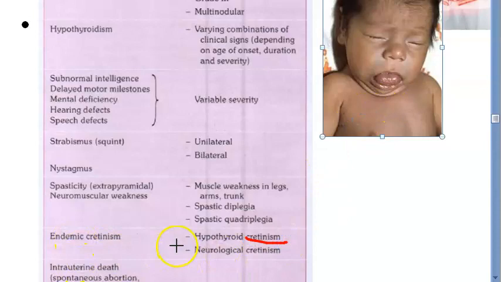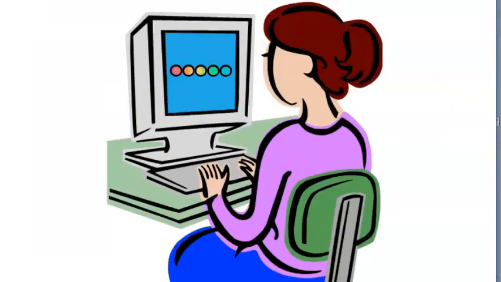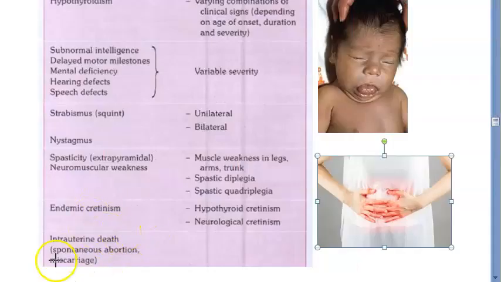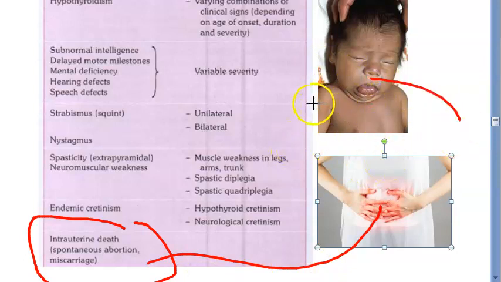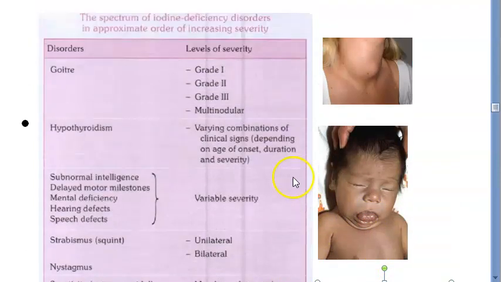That is cretinism. Last thing they are mentioning, because it is of low severity, they are talking about intrauterine death, spontaneous abortion, miscarriage. So the baby can die inside, the fetus can die inside. There could be spontaneous abortion, miscarriage, because of iodine deficiency. And in case the baby is born, what will happen? There can be cretinism, right? And this is goiter, enlargement of the thyroid gland. So there are so many grades in this: grade 1, grade 2, grade 3, multinodular.